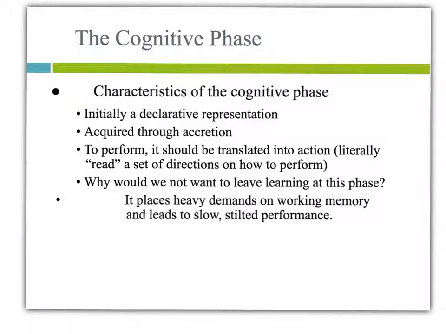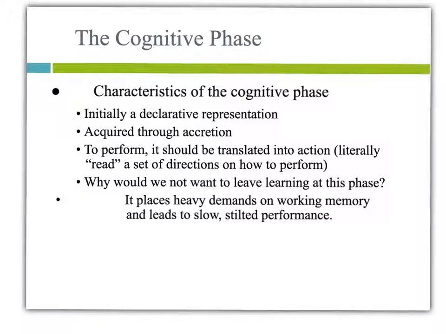The first characteristic is that procedural knowledge in the cognitive phase is initially stored as declarative knowledge. That is, each step is learned separately as a chunk of declarative knowledge. It's acquired through accretion, meaning you're just adding it to your current knowledge. To perform it, it should be translated into action. And I mean translated literally. You should read a set of directions on how to perform.